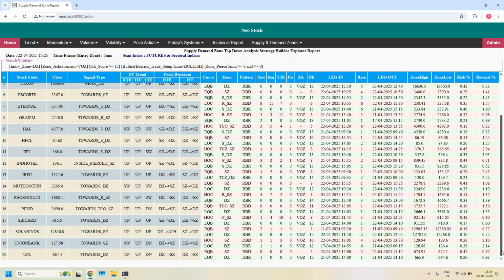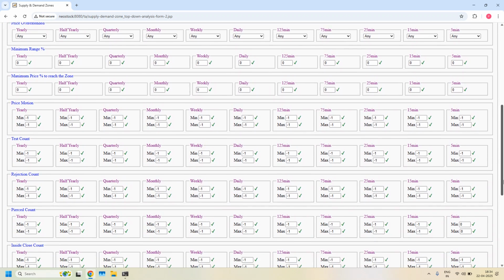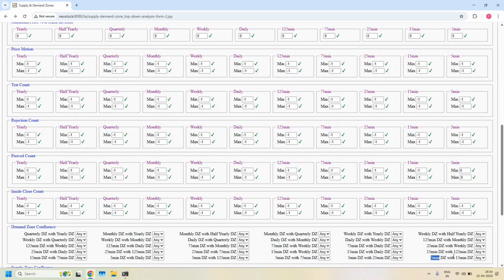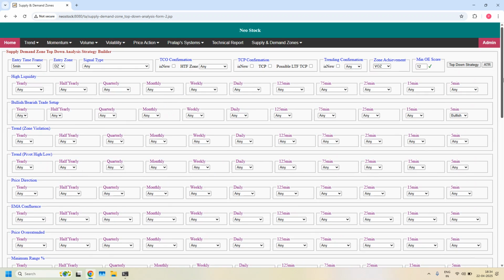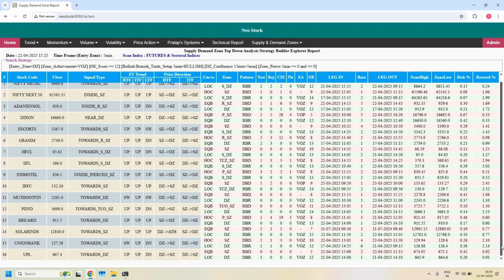Out of these 20 5 minutes demand zones, how many have a higher probability of success? That we will filter based on zone confluence. First filter, LTF and ITF demand zone confluence, that is 5 minutes and 15 minutes demand zone confluence. So I am enabling the filter. With this filter, out of 20 stocks, we got 16 stocks.